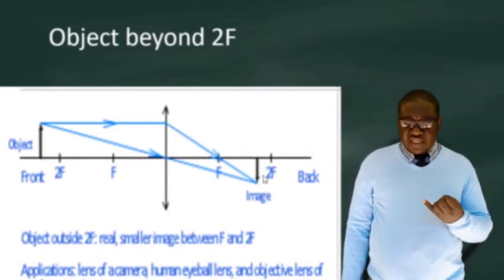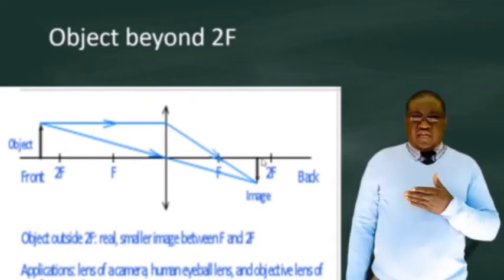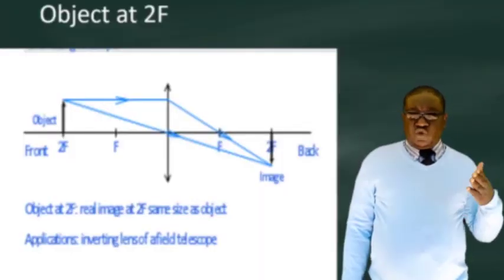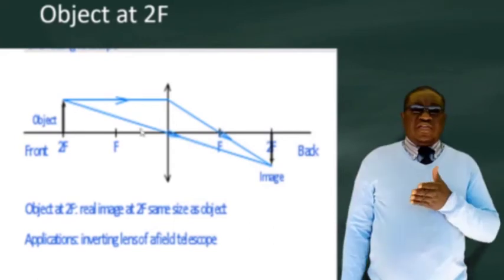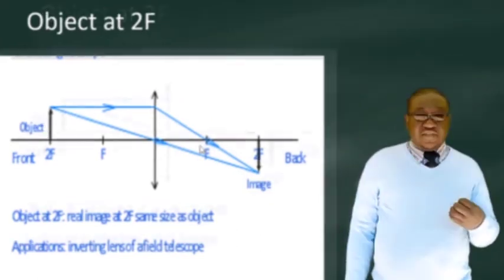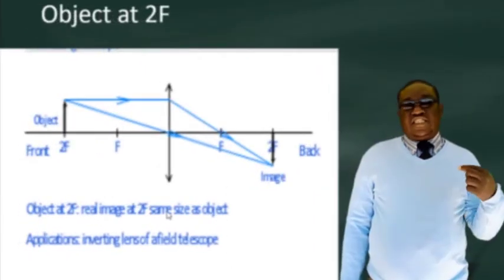1, it is inverted. 2, it is smaller than the object. 3, it is at a distance between F and 2F. Now let's move on to talk about the image that is formed by an object placed at 2F. As you can see, the image is right at 2F. It is the same size as the object. It is inverted. It is real. It is real because light rays actually reach the image.